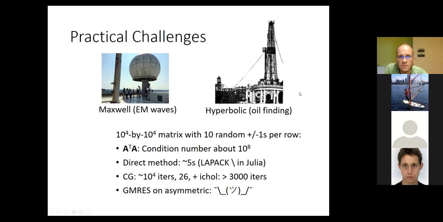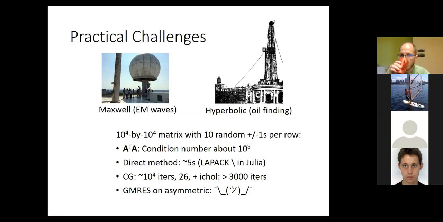But from a practical point of view, if you just want to rarefy and isolate the problem, an instance that is also very representative of the difficulty of solving large sparse linear systems in practice is to just take a random matrix. If you want to be convinced that this is a fairly non-trivial problem, you take a 10,000 by 10,000 matrix and put 10 random non-zeros per row. You get a matrix that's not too well conditioned, but also not too ill conditioned. The condition number is roughly about 10 to the 8.